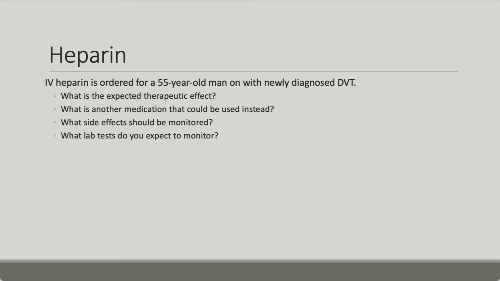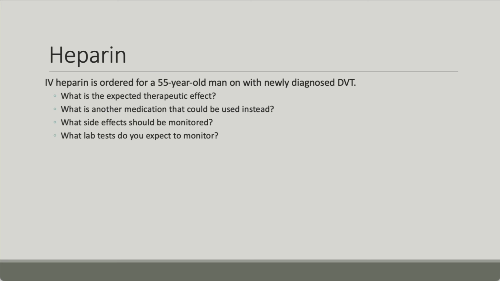IV heparin is ordered for a 55-year-old man with newly diagnosed DVT. What's the expected therapeutic effect? Well, we want the PTT to be in the therapeutic range, right? So we're going to give the heparin drip at a sufficient dose that it will keep that PTT, the partial thromboplastin time, within that range.